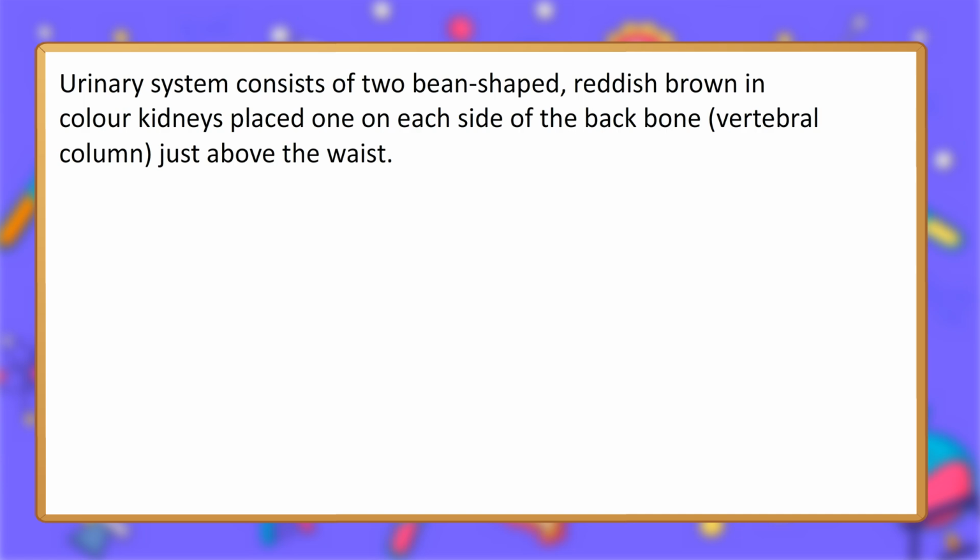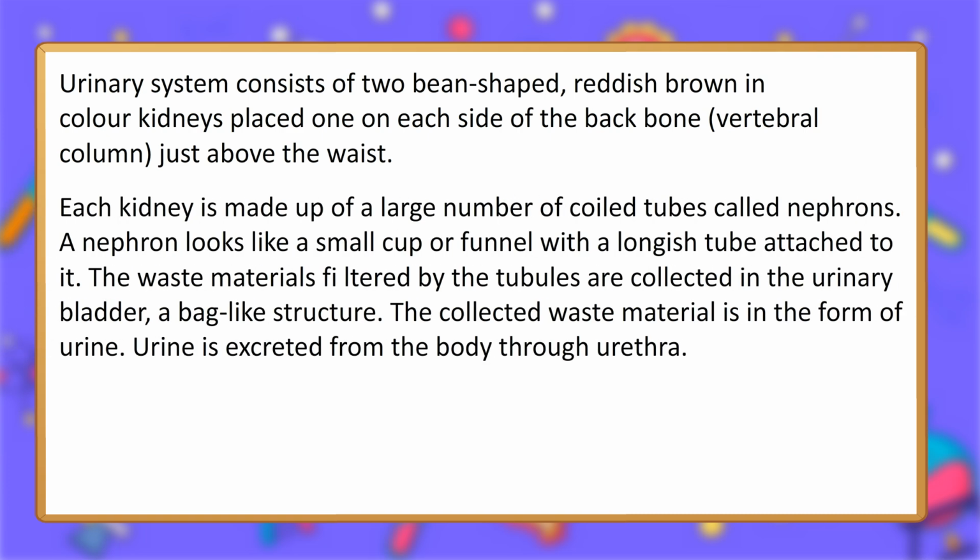Urinary system consists of 2 bean-shaped, reddish-brown kidneys placed one on each side of the backbone, the vertebral column, just above the waist. Each kidney is made up of a large number of coiled tubes called nephrons. A nephron looks like a small cup or funnel with a longish tube attached to it.